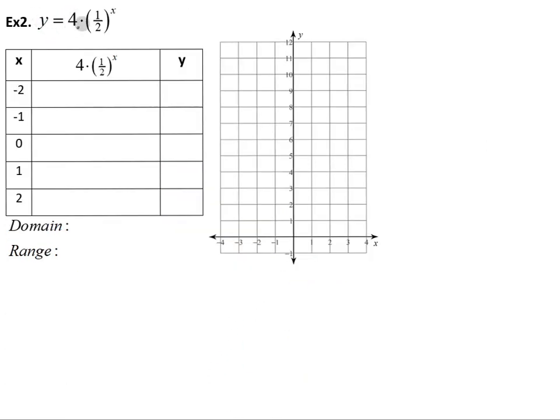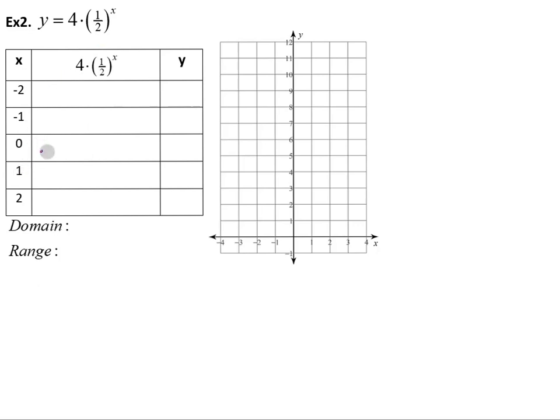All right, let's go ahead and graph y equals 4 times 1/2 to the x, which, if you remember from exponential growth and decay, because both a and b are positive, this is going to represent growth or decay, and this b value tells us we're going to get decay because it's between 0 and 1.